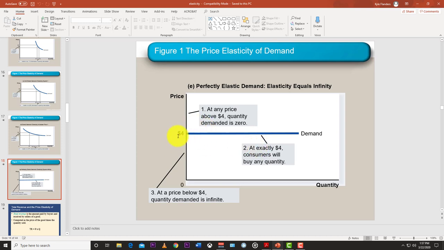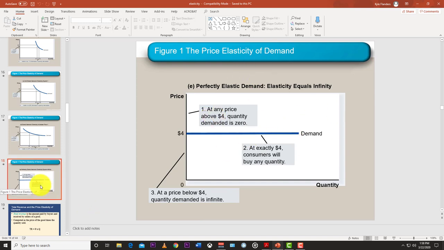So this is for things like goods that everybody can get anywhere, like potatoes. Like the market price of potato is, let's say, $2 a pound. What if I change mine to $5? Nobody is going to buy it. That's going to be zero sales for me, because everybody else is at two. So that's what we're talking about here. At a price below the market price, quantity demanded is infinite. So that's this one for perfectly elastic demand.